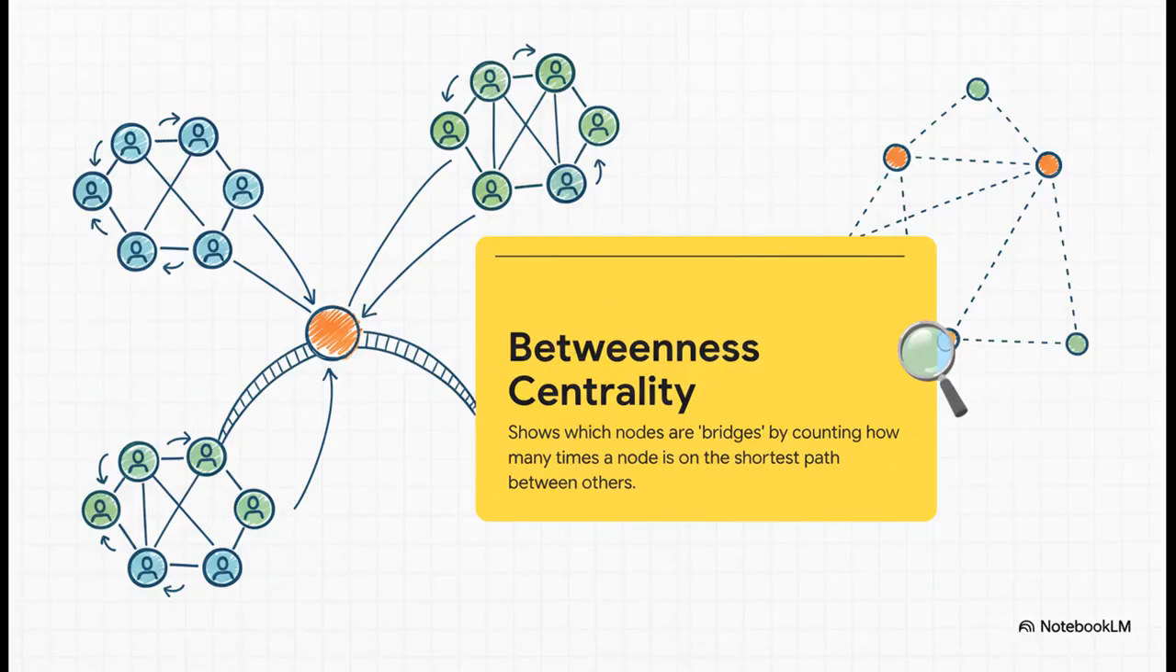Okay, think of a person who's the only link between 2 different departments at a company, or maybe 2 separate groups of friends. Any information has to flow through them. They are, quite literally, a bridge. Betweenness centrality mathematically finds these indispensable people by calculating all the shortest routes in the network and then seeing who sits on the most of them.